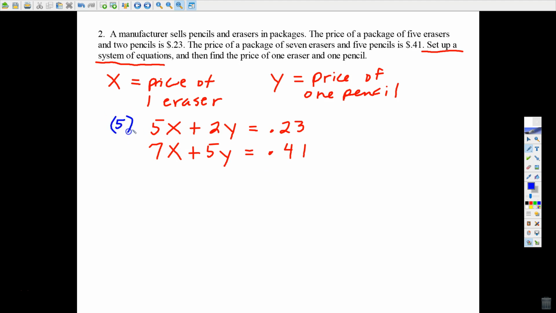Okay, could you do one of those as a negative? You could. So do you want to just go with 5 and 2? Okay, we'll go 5 and negative 2. So grab your calculator if you need it.